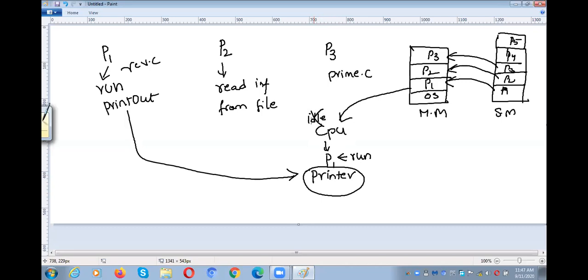So in order to avoid this idleness, what will we do? Already in the main memory, we have one more process, that is P2. So the CPU is assigned to execute P2. Okay now, while the CPU is executing P2, for example, what is a P2 program?